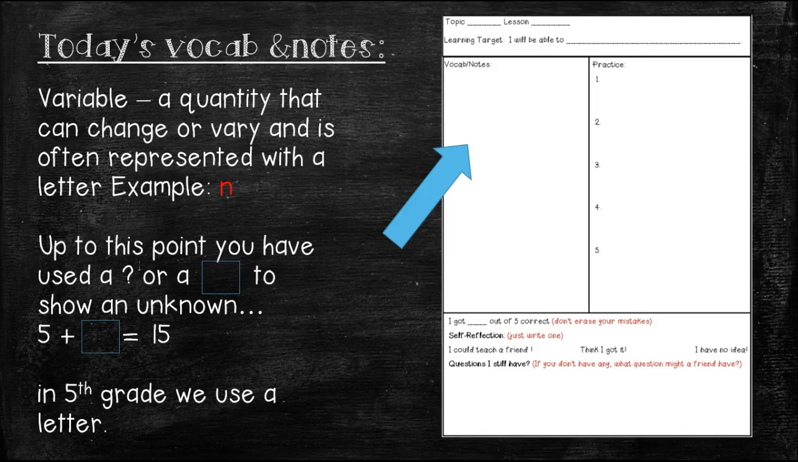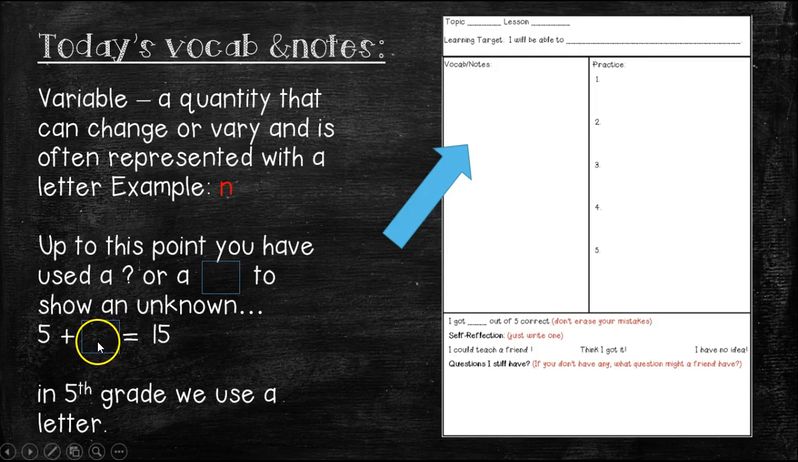Variable is a quantity, a number, an amount that can change or vary and is often represented with a letter. An example would be the letter N. Up to this point, you've used either a question mark or a square to show an unknown. For instance, in this problem, 5 plus the square equals 15. You would have to figure out 5 plus what equals 15.